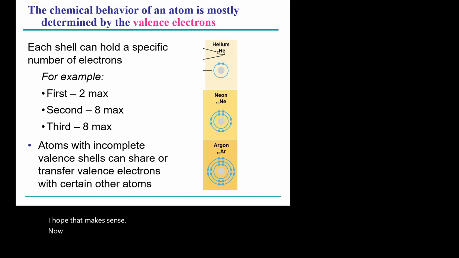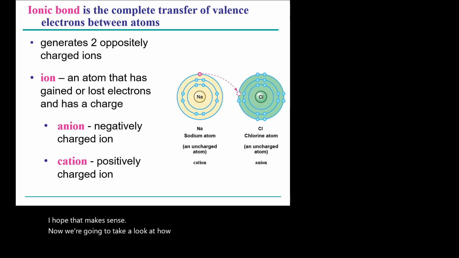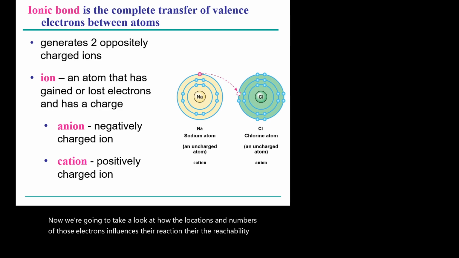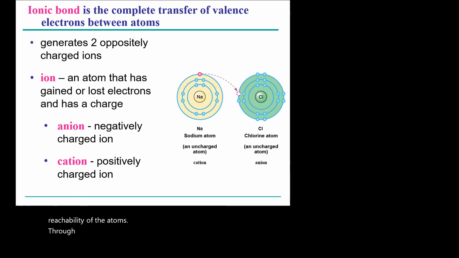Now we're going to take a look at how the locations and numbers of those electrons influence the reactability of the atoms through chemical bonding. We're going to talk about 3 types of chemical bonds. The first we'll do is ionic bonds. Ionic bonds occur when there's a transfer of valence electrons between atoms.